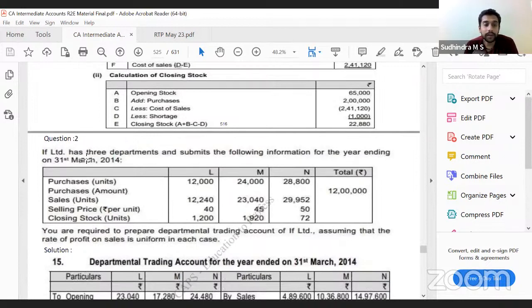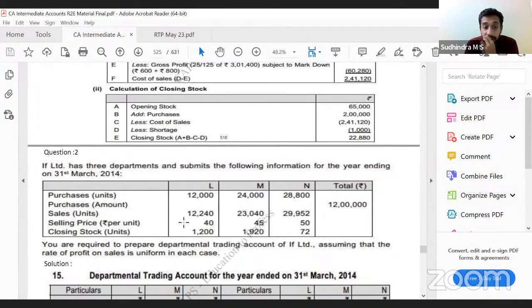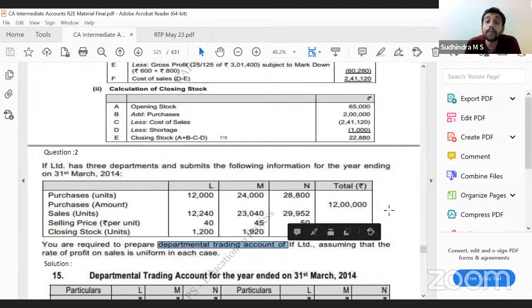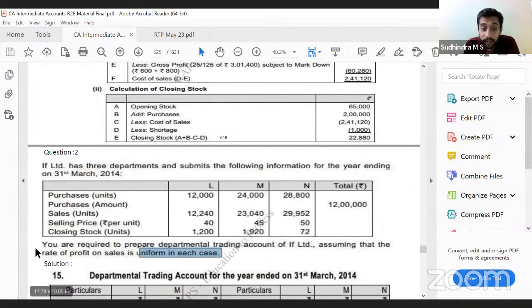Limited has 3 departments and submits the following information for the year ending 31st March 2014. L, M, and N are the 3 departments. Purchase units, purchase amounts, sale units, selling price per unit, and closing stock. We have to prepare a departmental trading account, assuming that rate of profit on sale is uniform in each case. Very important point. That is, gross profit is uniform in each case.